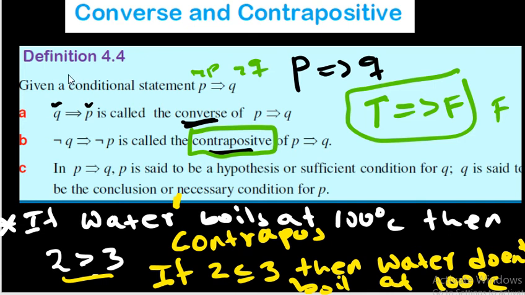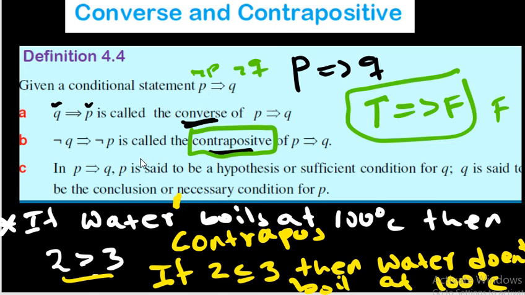So these are the two topics that we mentioned here: the definitions of contrapositive and converse. Don't forget, for a given conditional statement P implies Q, the converse and the original conditional statement do not have the same truth value, but the contrapositive will be the same.